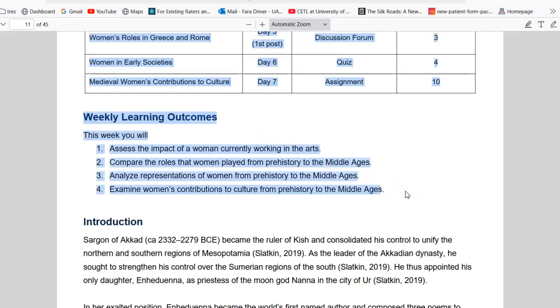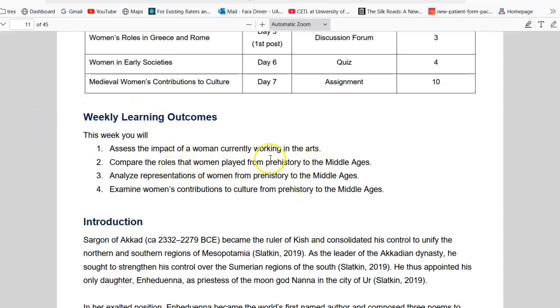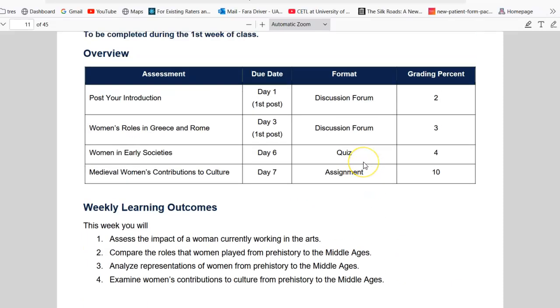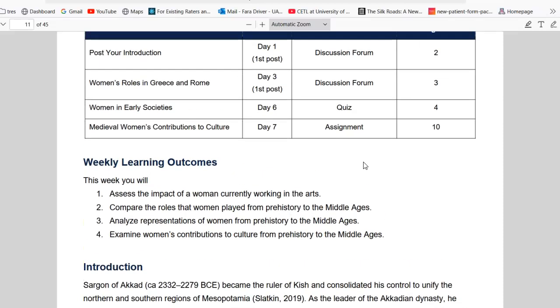These are the WLOs. These are what you're supposed to be doing in each week that fits back to the course learning outcomes. So when you look at any assignment, and from this point, I'm going to let you know, the weekly learning outcomes are more specific to what we're actually talking about that week. Like for this past week, week 1, it was all about the medieval period and the ancient period for the most part. Like the women's roles in Greece and Rome was discussion 1, women in early societies was the quiz, and then the medieval women's contributions to culture was what the assignment was.